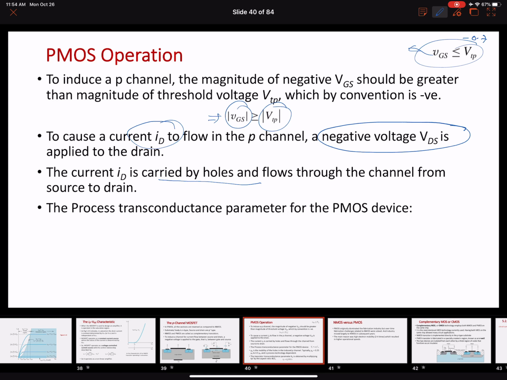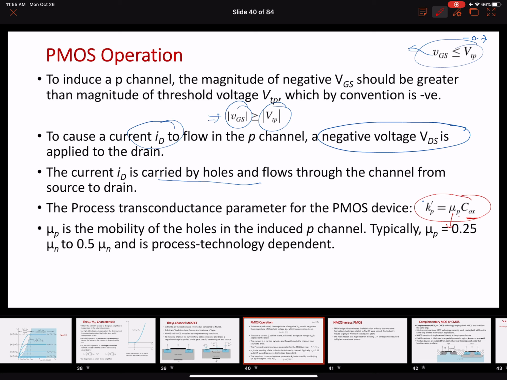So the process transconductance parameter for the PMOS device was, so if you remember, this was for the NMOS. Now we are going to change it to Kp dash equals mu, rather than mu n, we will write mu p C ox. Okay, so Kp dash is mu p C ox: the mobility of the holes and the oxide layer capacitance.